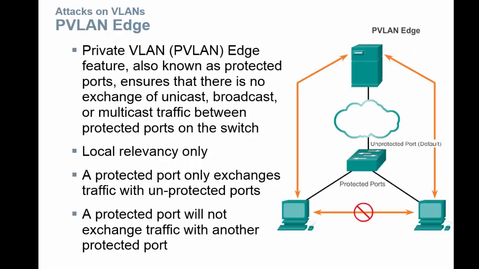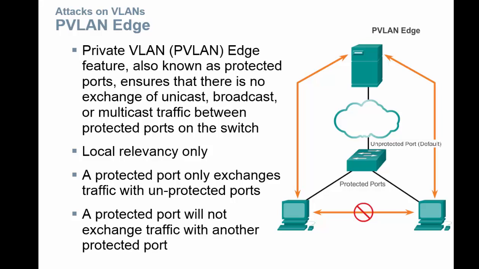Some applications may require that no traffic be forwarded at layer 2 between our ports on the same switch, so that the neighbor does not see the traffic generated by another neighbor. And keep in mind you have multiple VLANs on the same switch. So this keeps the VLANs separate even though they're on the same switch. In this case, there's the use of what's called the private VLAN edge feature. It's also known as protected ports, and it ensures that there is no exchange of unicast, broadcast, or multicast traffic between our ports.